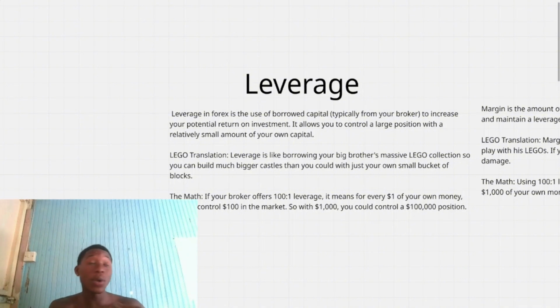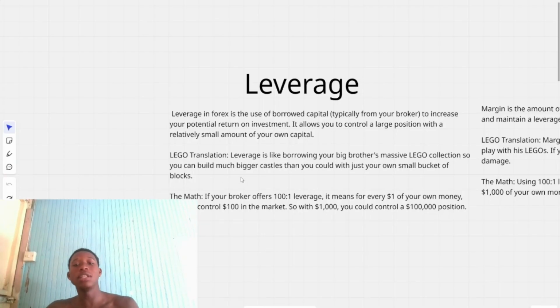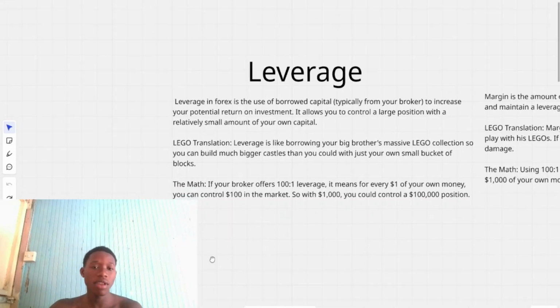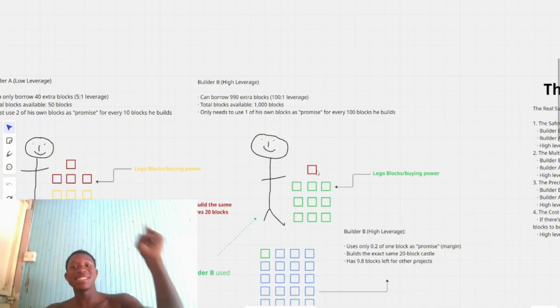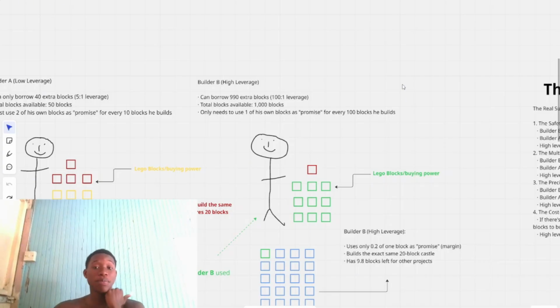It allows him to borrow 20 blocks and he only needs to put up 0.2 of one of his Lego blocks, right? The Lego translation: leverage is like borrowing your big brother Diddy's massive Lego collection so you can build much bigger castles than you could with just your own small bucket of blocks. So let's use Builder B as an example. If he wanted to build a 20 block castle by himself without leverage, it would be impossible because he only has 10 blocks. But with 100 to 1 leverage, he could just put up 0.2 of one Lego block to get 20 Lego blocks from his big brother.